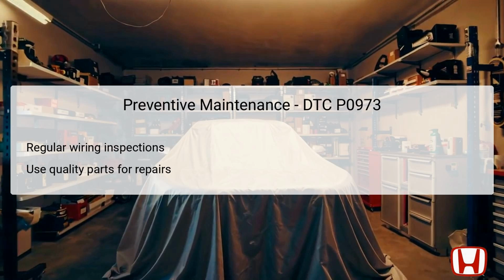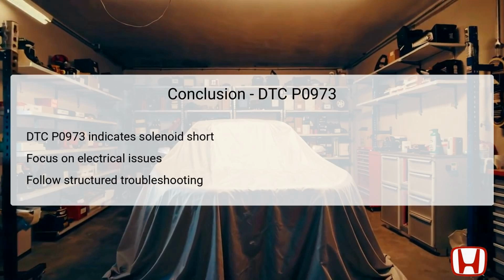Being proactive in these areas will strengthen the vehicle's overall reliability and performance, saving on costly repairs down the line. To conclude, DTC P0973 is indicative of an electrical short within the shift solenoid valve A circuit in Honda Accord models from 2012 to 2017. This code underscores the importance of focusing on electrical components rather than mechanical faults when diagnosing transmission issues.